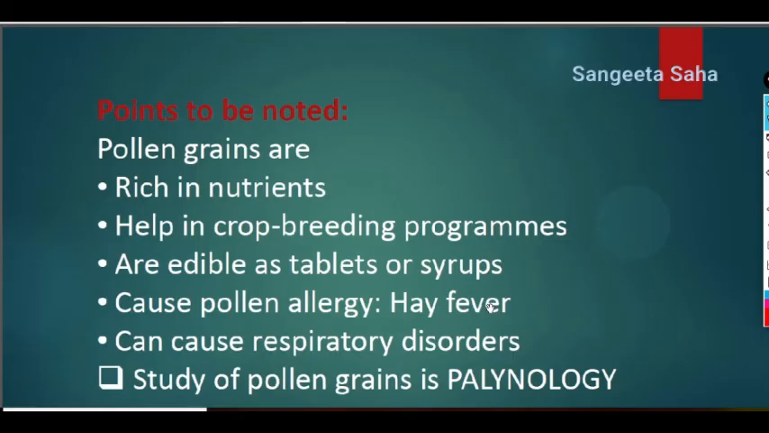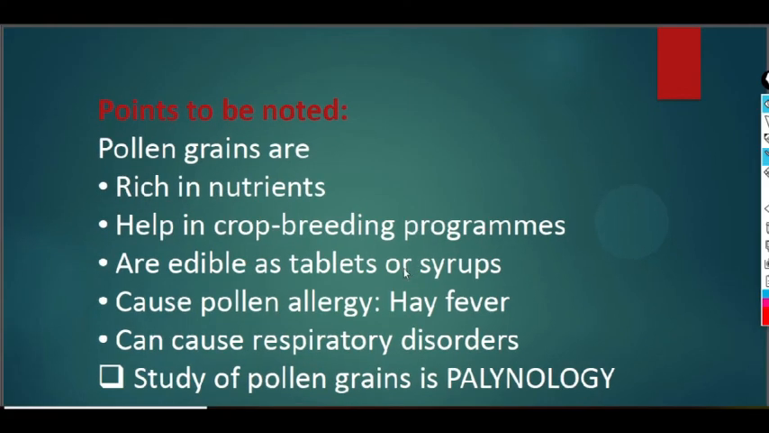Some important things you need to remember: these pollen grains are very rich in nutrients, and in some places they are edible as tablets or syrups. As we have discussed its advantages, it has disadvantages as well: some plants having pollen grains may cause allergy, which may result in hay fever. It may also cause bronchial afflictions in certain persons, like respiratory disorders as well. So this is all about the structure of pollen grains, and we have learned how the male gametes are formed, which are ready to enter the female part of the flower.